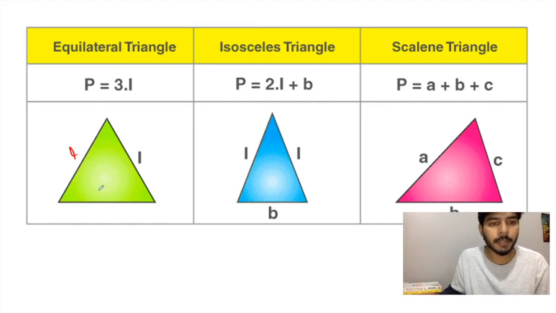We just learned that if it is an equilateral triangle, all sides will be equal. This will be L, and the perimeter is the sum of all sides. This can be L plus L plus L. This means 3L will be the answer.